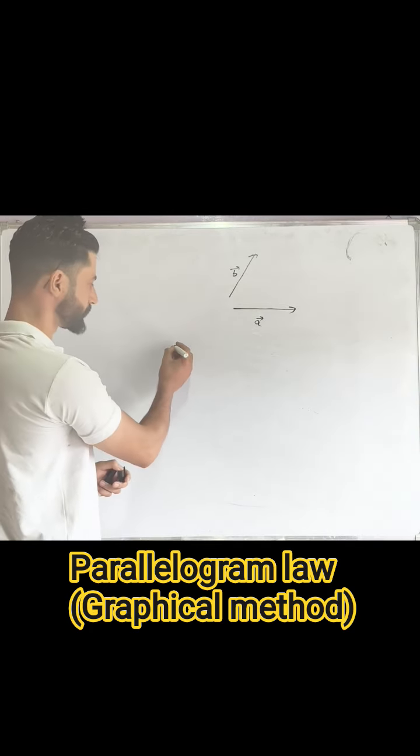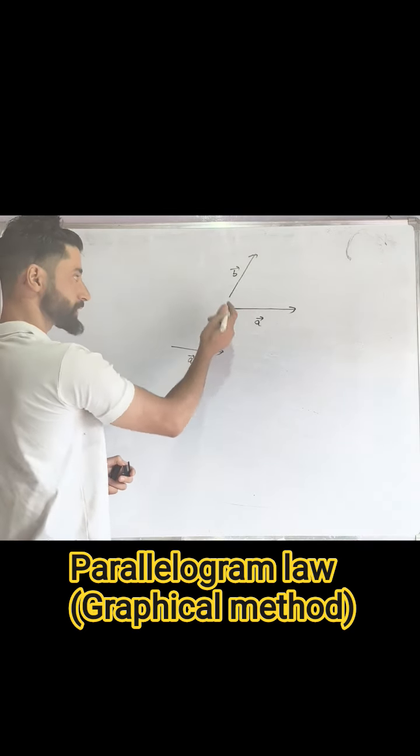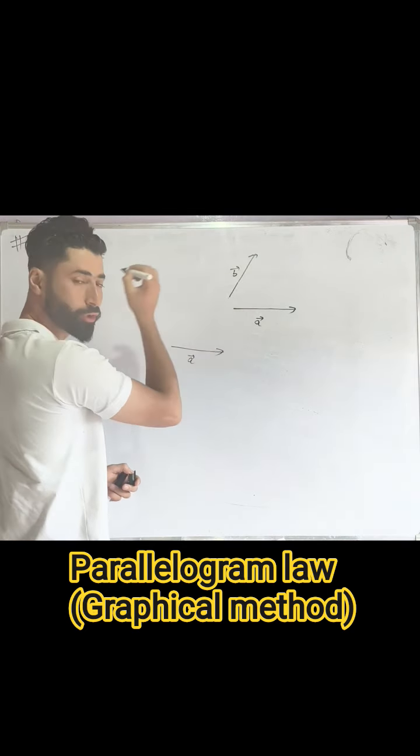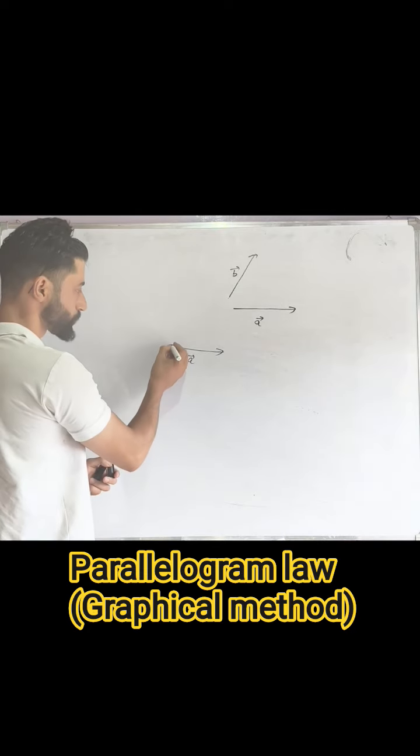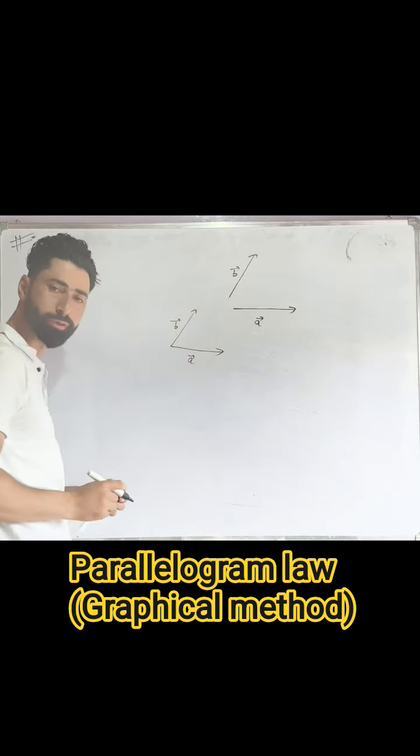So I will take this vector A and I will also take the vector B such that I will put the tail of the vector B on the tail of the vector A. But I have to shift it parallelly, so it will be like this. So this will be our vector B.